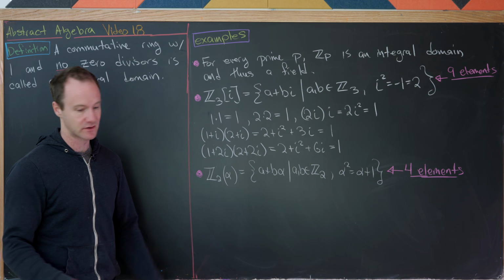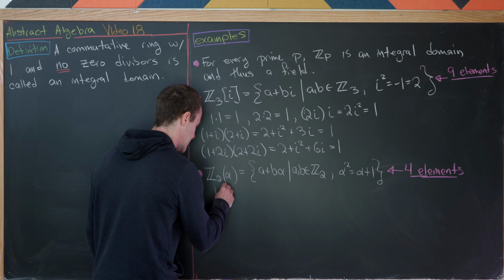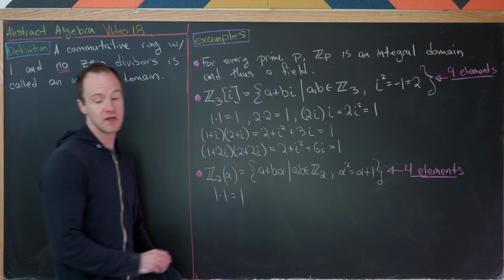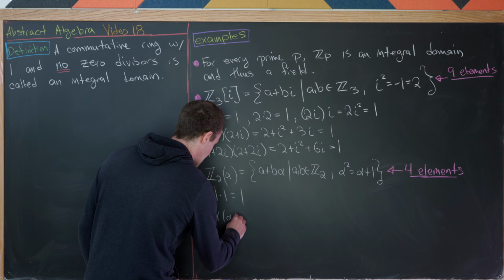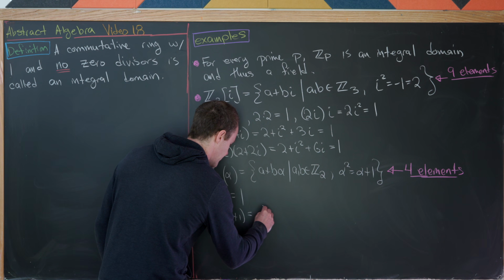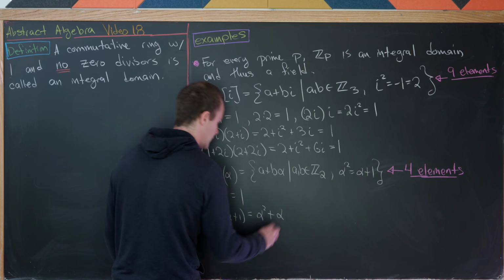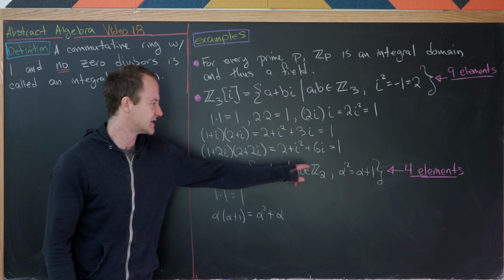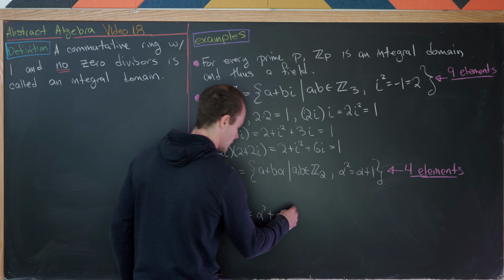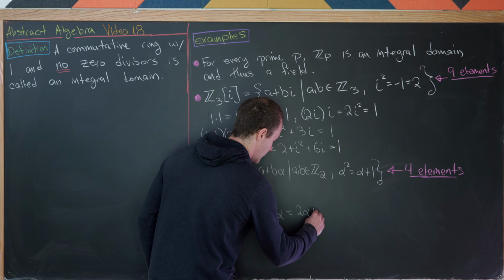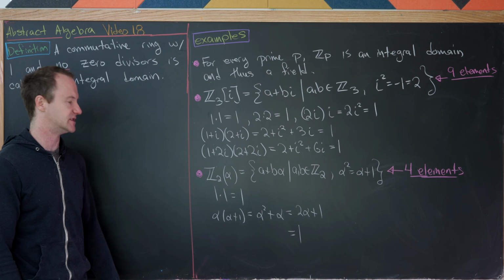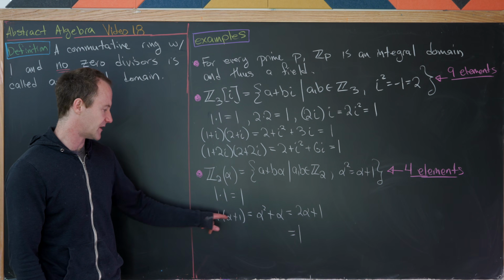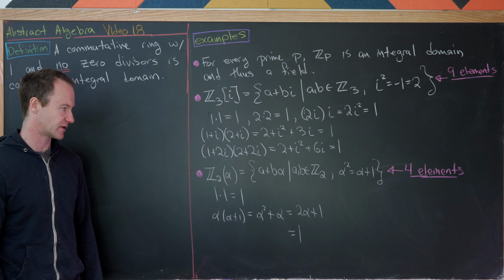Now let's do a little calculation here. We've got 1 times 1 is equal to 1, so we're good to go there. And then if we take alpha times alpha plus 1, we get alpha squared plus alpha. But notice alpha squared is alpha plus 1, so that gives us 2 alpha plus 1, but that's equal to 1 because 2 alpha is 0. So that means alpha and alpha plus 1 are inverses of each other.